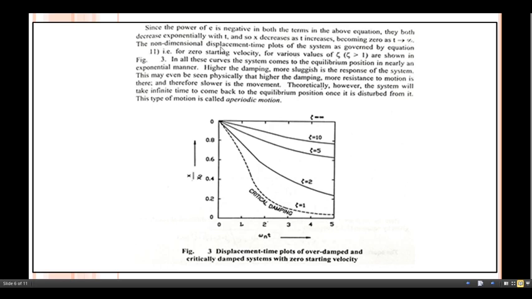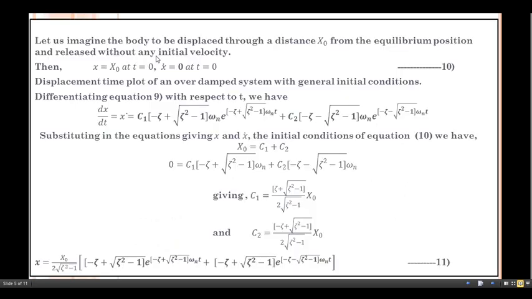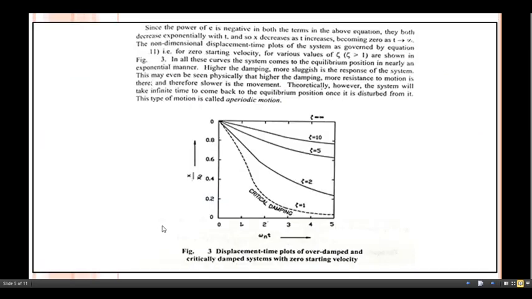The non-dimensional displacement-time plot of the system is governed by equation 11, that is for zero starting velocity, for various values of zeta. If you look at the values of zeta greater than 1, as shown in figure number 3, in all these curves the system comes to the equilibrium position in nearly an exponential manner.